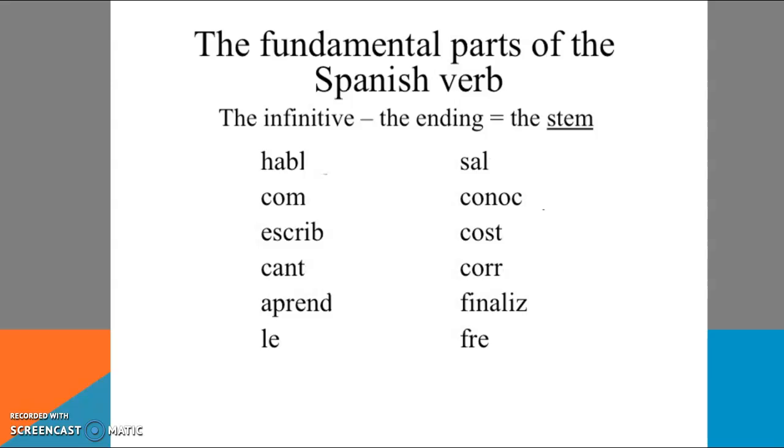Another example is our verb comer. Comer ended in ER. When we remove the ER, we are left with COM, and that is our new stem. Our last example was our verb escribir. Escribir ended in IR. If we remove the IR, we are left with escrib, which is our stem.